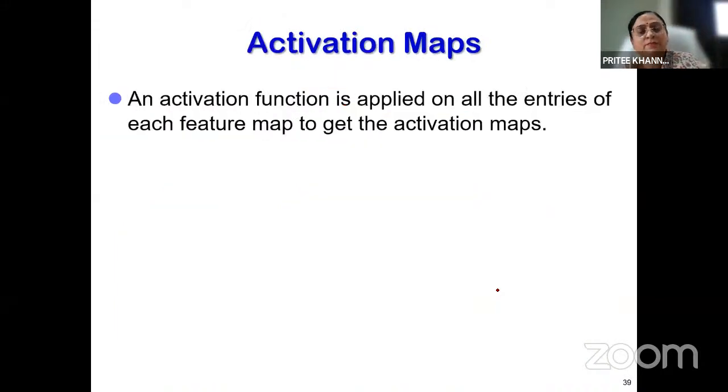Now, what are activation maps? You must have seen the word activation in some of the slides. Once we get the convolution output, remember that convolution is a linear operation. As I showed you, it is a dot product, which is nothing but element-wise matrix multiplication and addition.